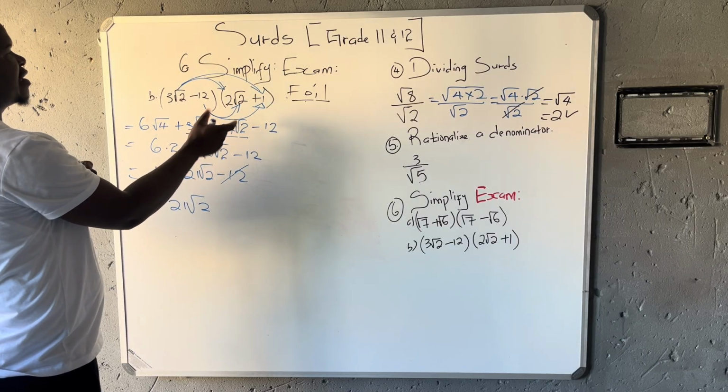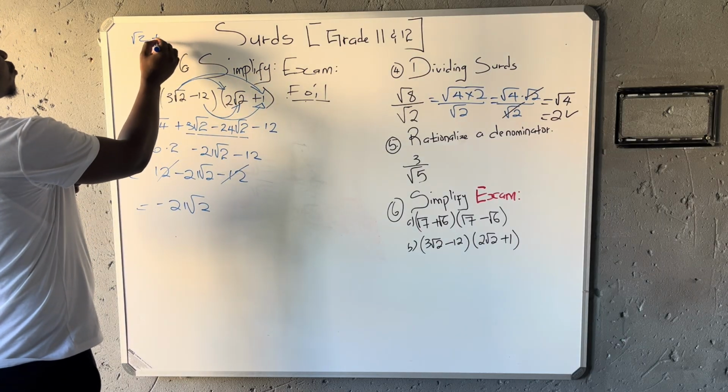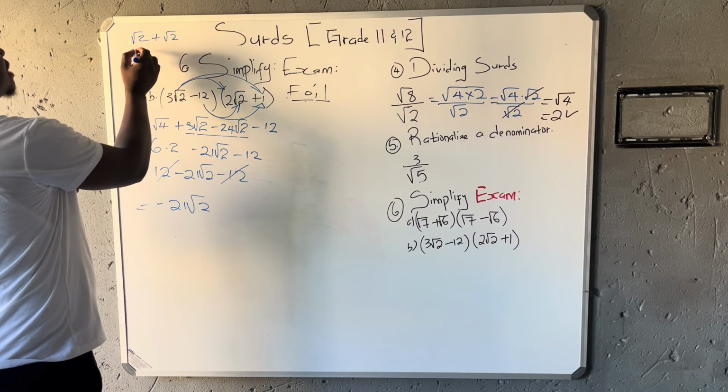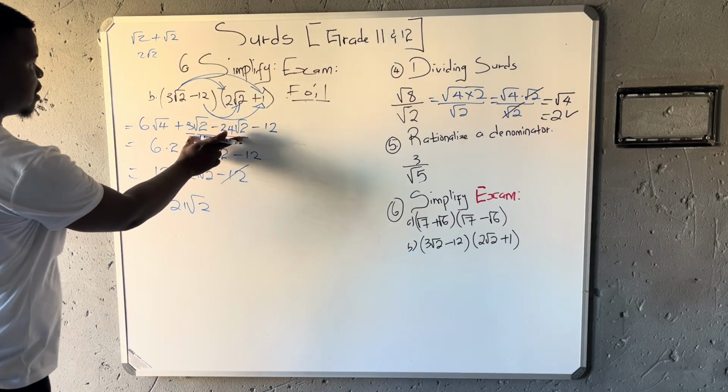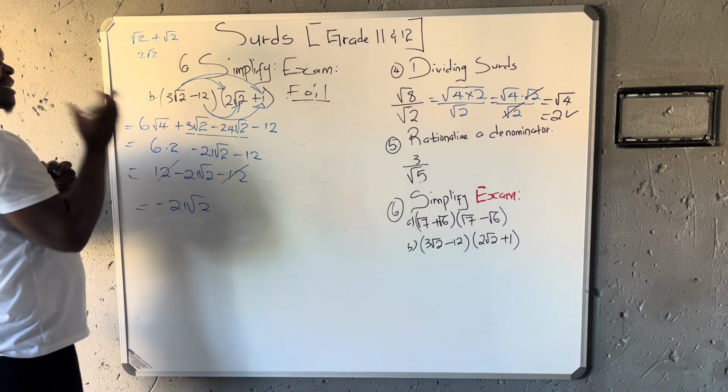However, these are like terms, just like previously when you say square root of 2 plus square root of 2, that is 2 square root of 2. We are combining the two. Same applies here. So this is where the first part comes in handy.